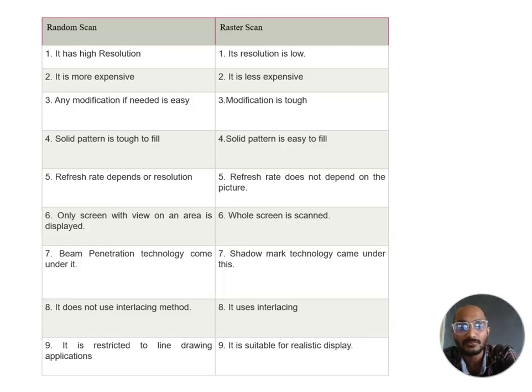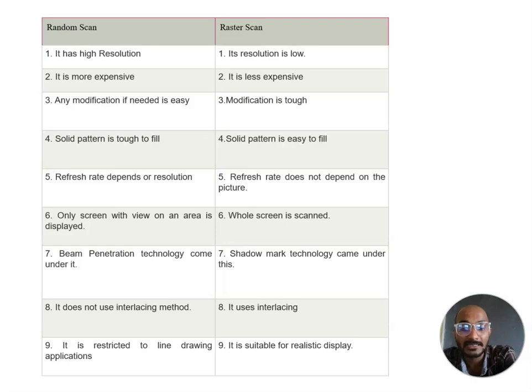Before that, we have some other technologies in random and raster, like beam penetration and shadow mask. We will discuss these topics later on. In random, beam penetration technology is used, and in raster, shadow mask technology is used. Random does not use the interlacing method, while raster uses the interlacing method. Interlacing is an advanced technology used in raster scan.